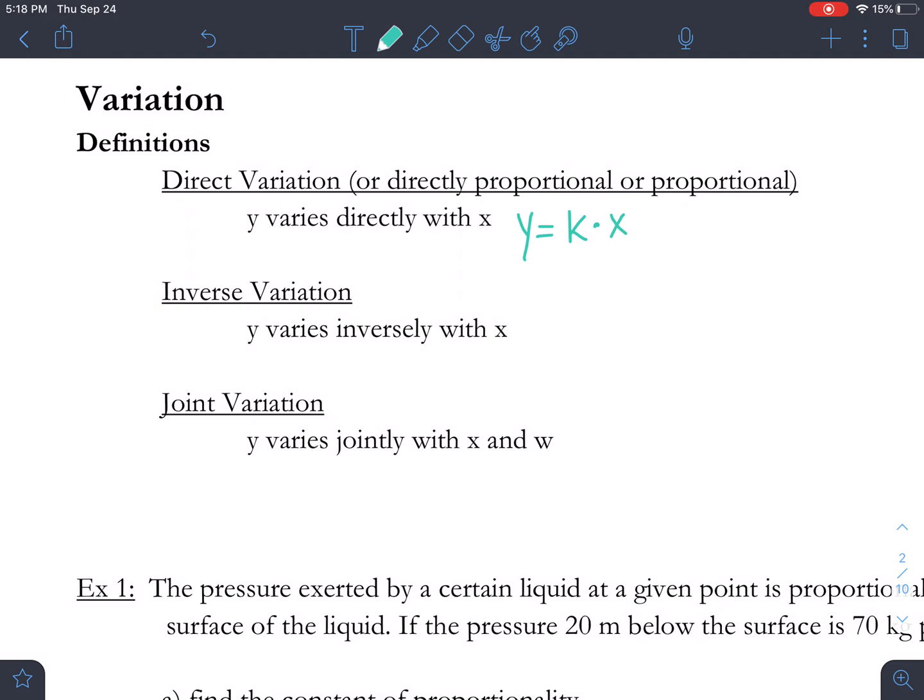So inversely means we are going to divide. So it'd be y equals k divided by x. And jointly just means it depends on multiple factors. Jointly with x and w, I would say y equals k times x times w. So we would multiply those things together. Okay, so important things to think about: directly means multiply, and so does jointly, just with multiple things. Inversely means we should be dividing by that variable.